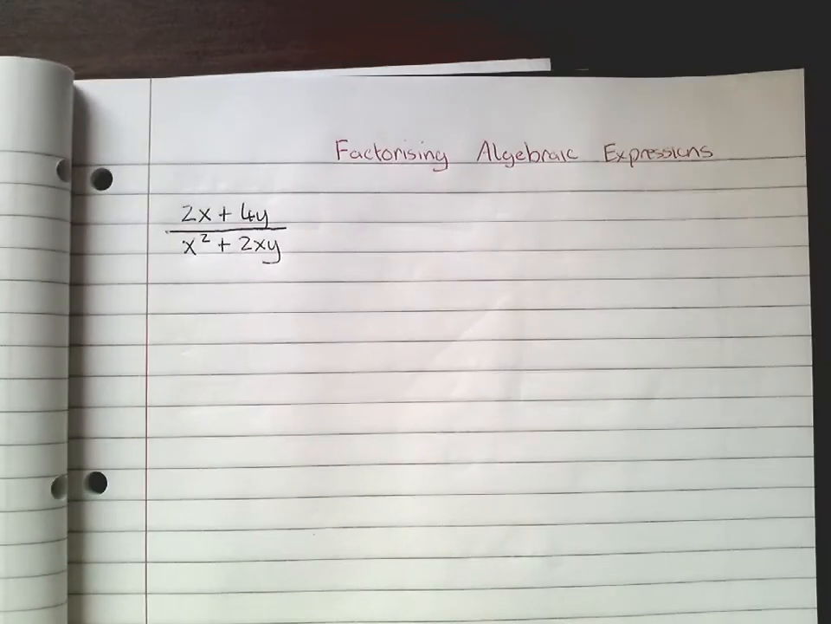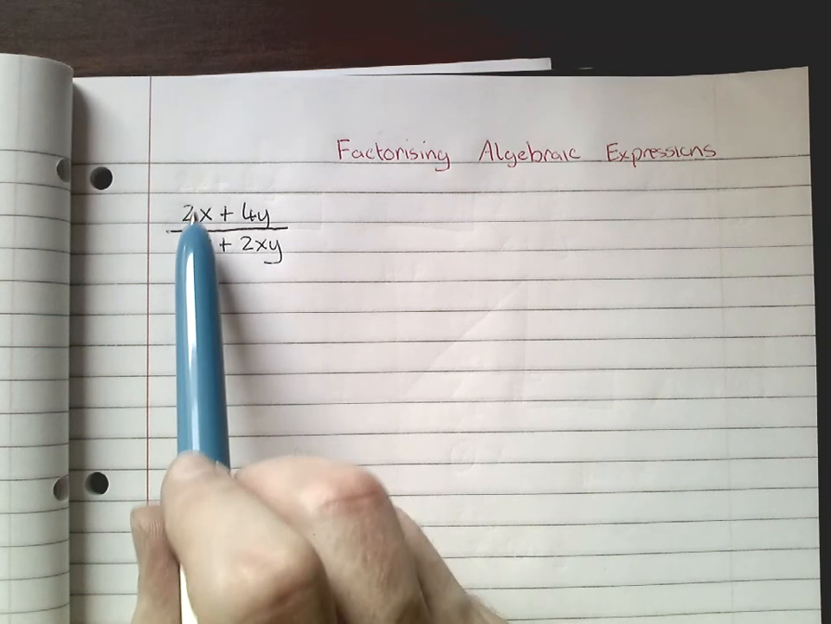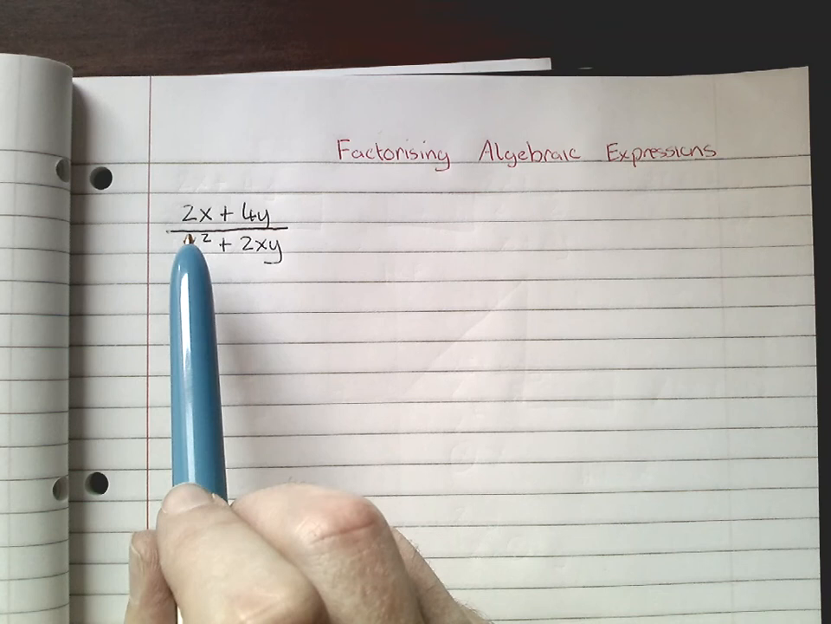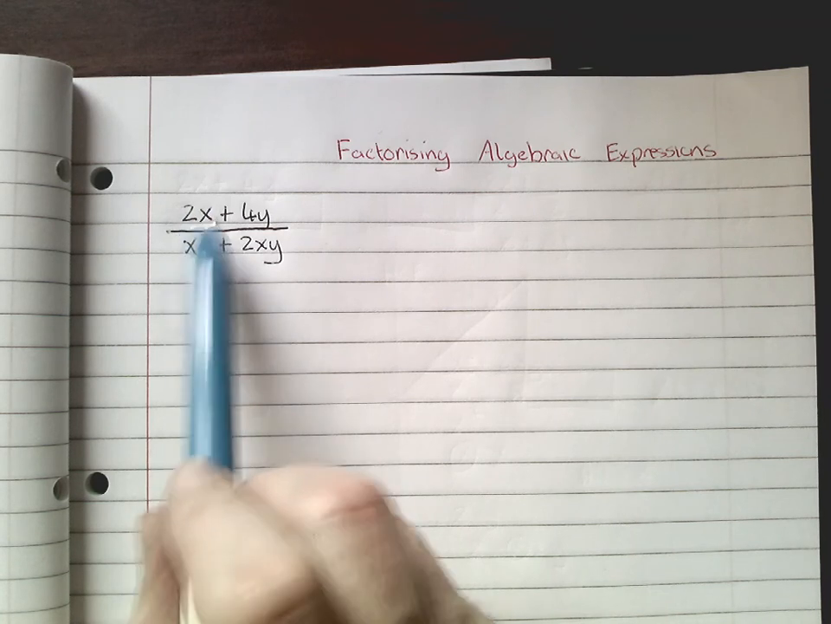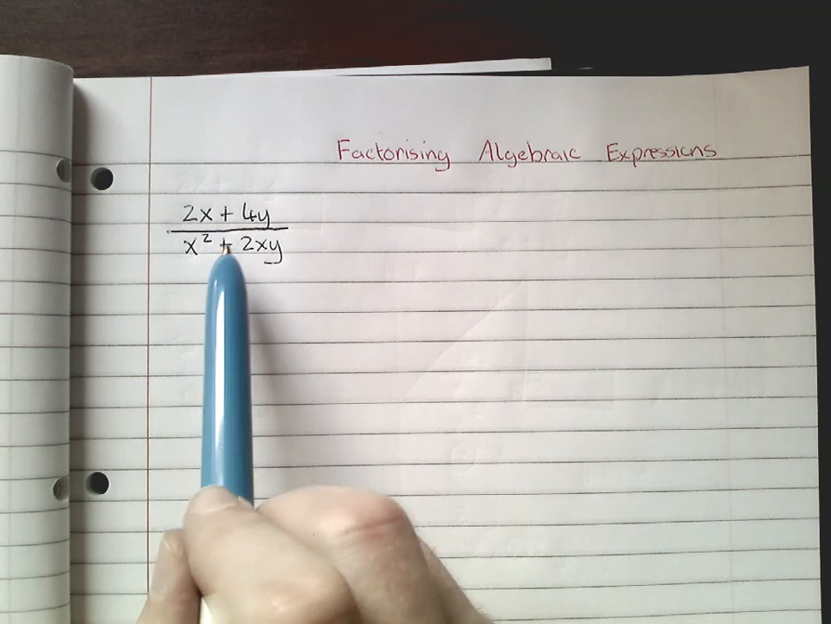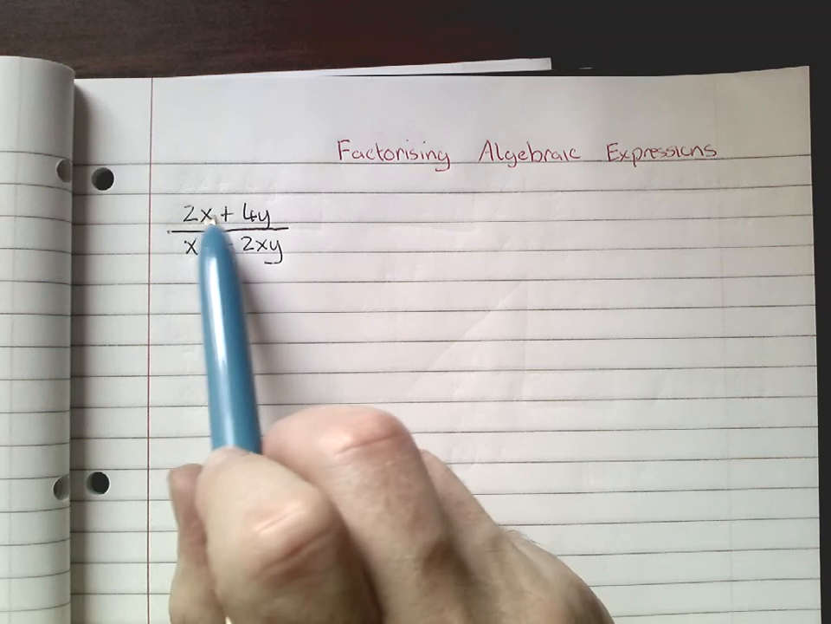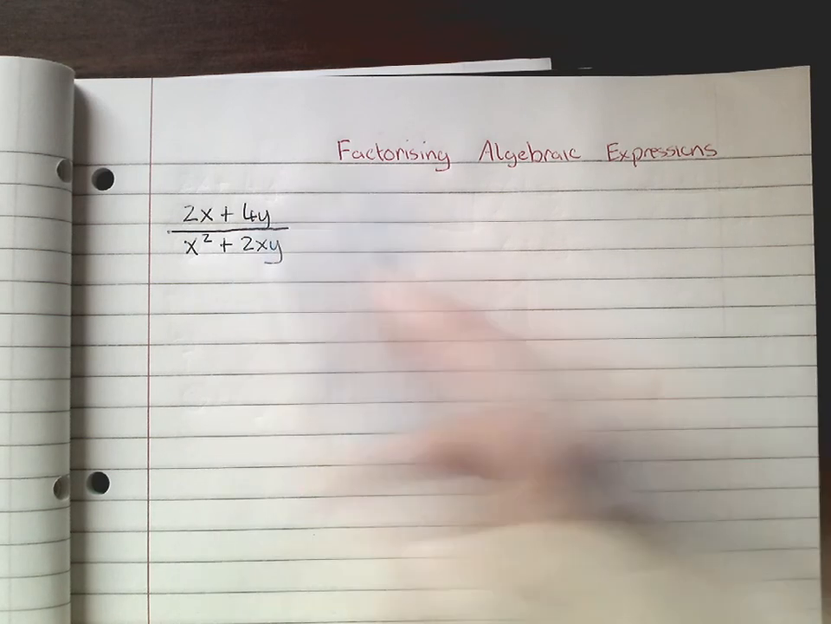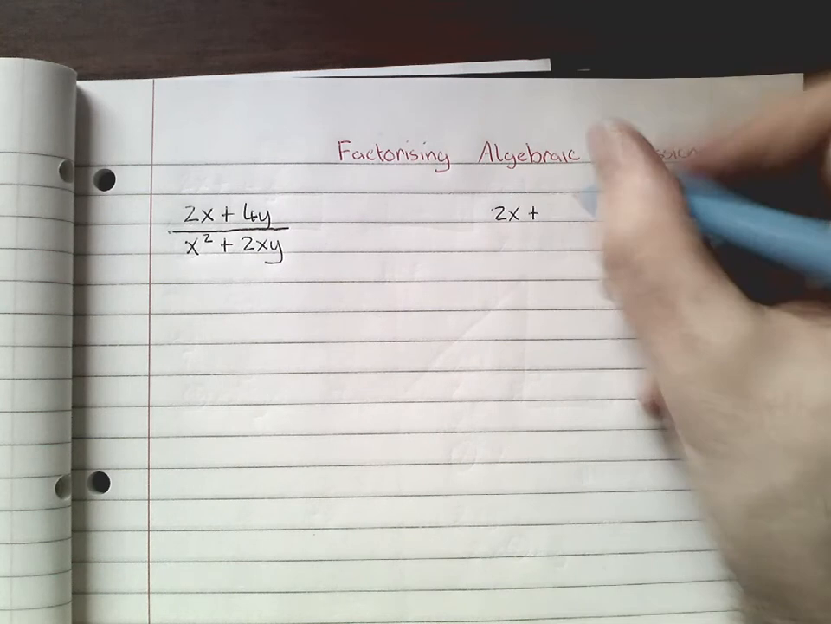Okay, so what I want to look at in this lesson is how do we go about factorizing this. In this particular question, what you've been asked to do is just to simplify these two expressions by factorizing them. So let's have a look at this. We look at the top part first, so 2x plus 4y.